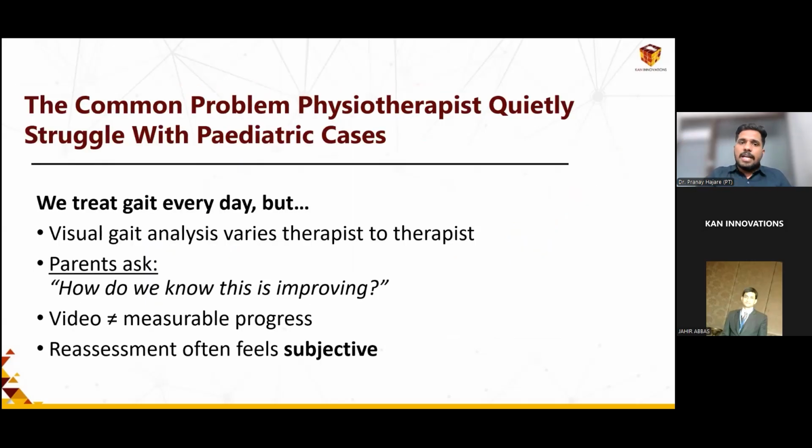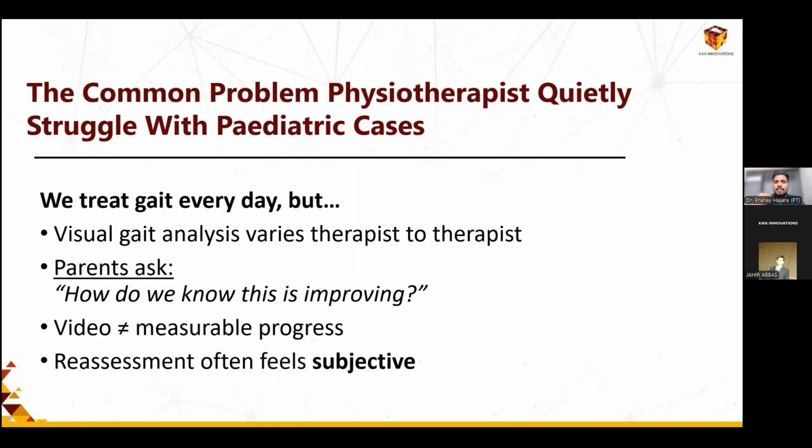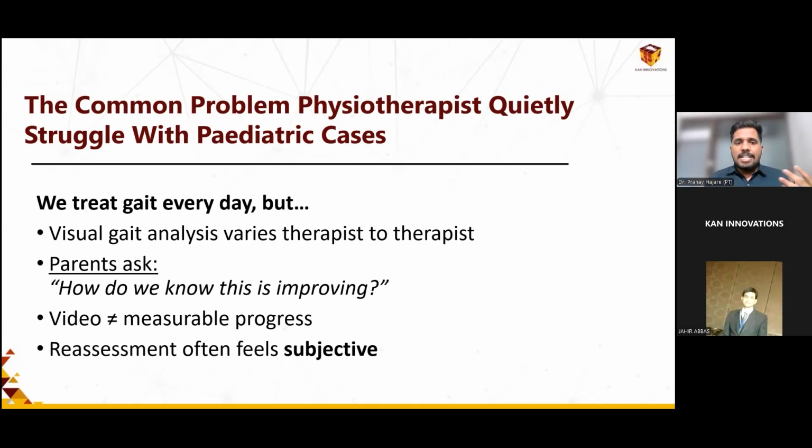So here we come to the therapist's point of view. There are some silent problems in pediatric rehabilitation. As a therapist, we often struggle during reassessment. We work hard, we see the small improvements, we feel the progress, but the parents ask, how do we know it's improved? And that's where it becomes difficult, because without objective numbers, our clinical expertise can feel invisible.